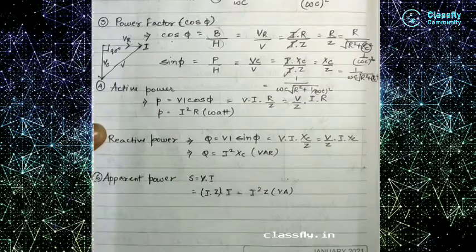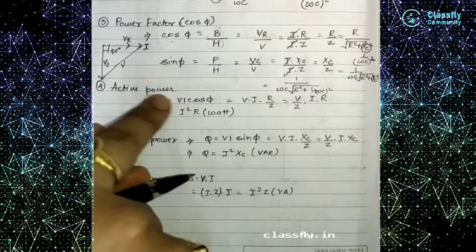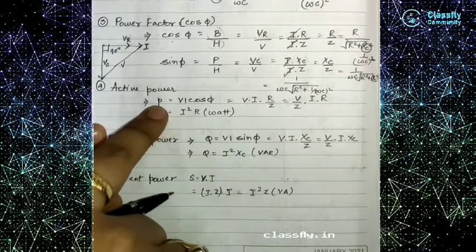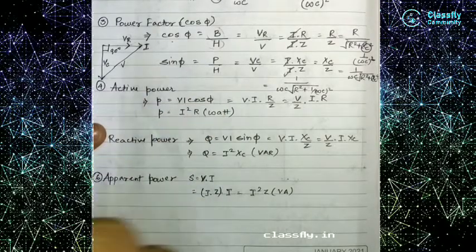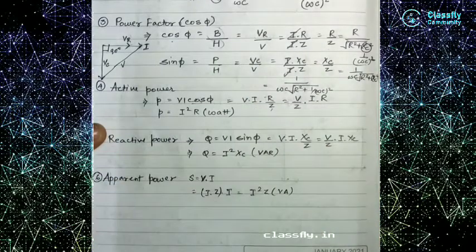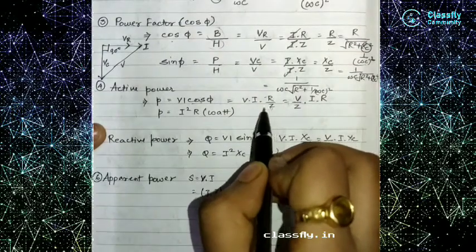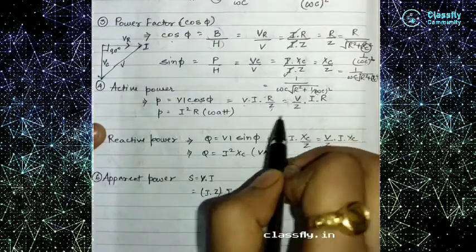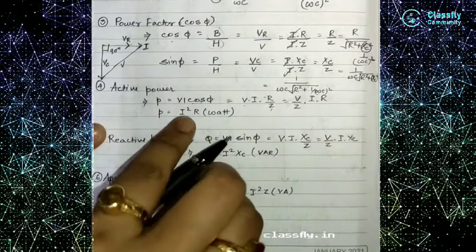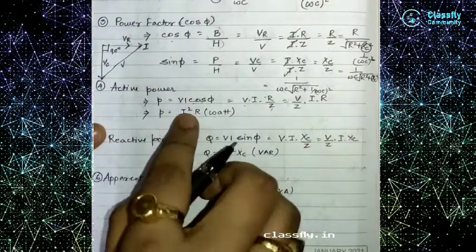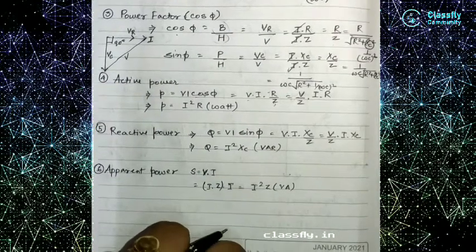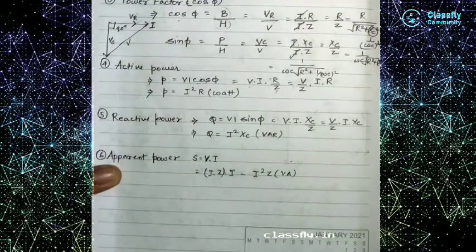Now let's move on and solve the active power. You know that active power is represented as P. So P is equal to VI cos phi. We have already found cos phi. It is R by Z. So we are writing R by Z. And when we bring this Z down with the V, we know that V by Z is I. So we can write our active power as I square R, and the active power unit is what? So we are completed with the active power.